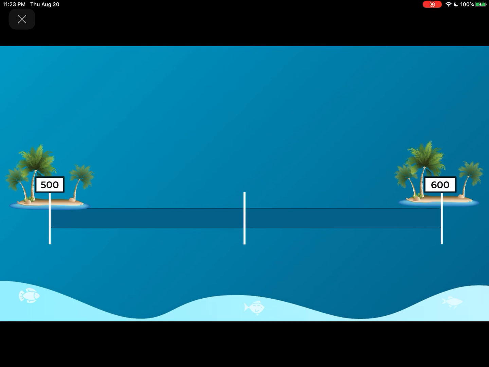So what number is halfway between 500 and 600? Well, it's going to be in the middle, and that's going to be 550, because we're already in the hundreds. So it's not like it's going to go up more than the 100. It's between 500 and 600, but I do need to put a 50 in there somewhere. So that's where the 550 comes from.